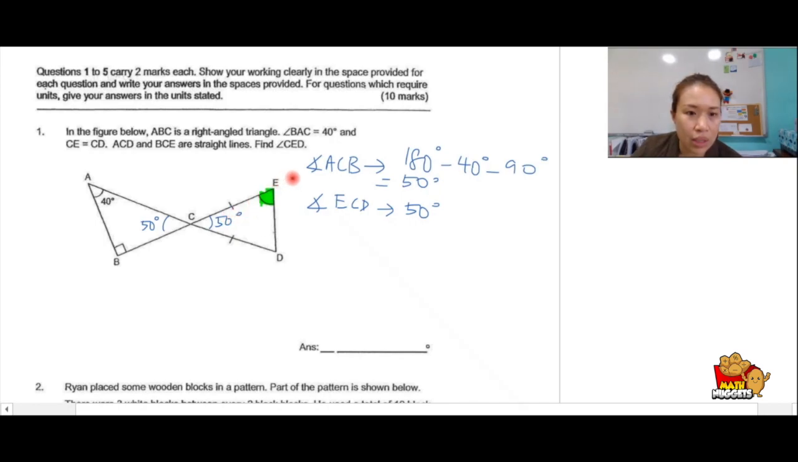So since CE equals CD, this line is equal to this line, this makes an isosceles triangle, right? So in order to find angle CED, take 180 degrees minus 50 degrees and you divide that by 2. That will give you 65 degrees.